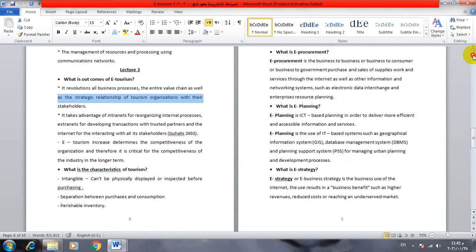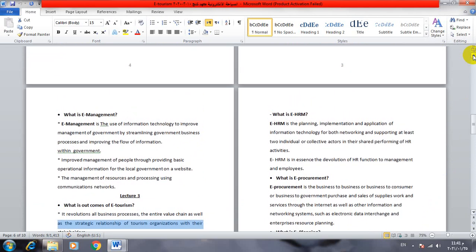What is e-management? E-management is the use of information technology to improve management of government by streamlining government business processes and improving the flow of information within government. E-management improves management of people through providing basic operational information for the local government on a website, and the management of resources and processing using communication network.